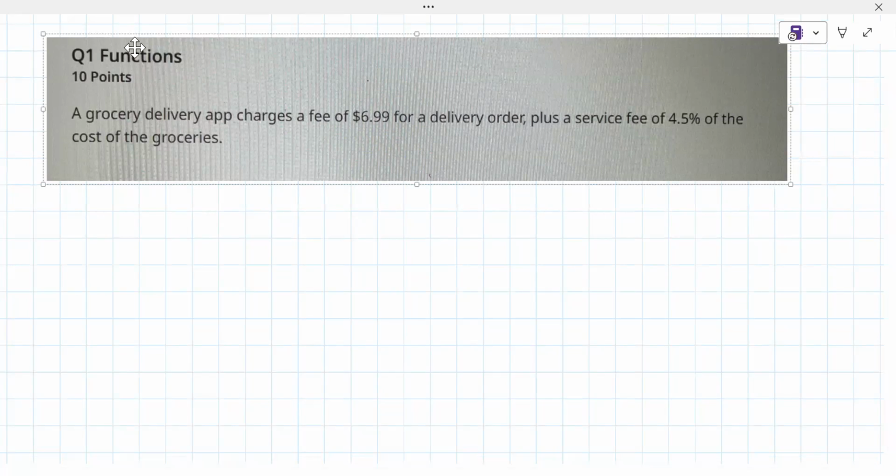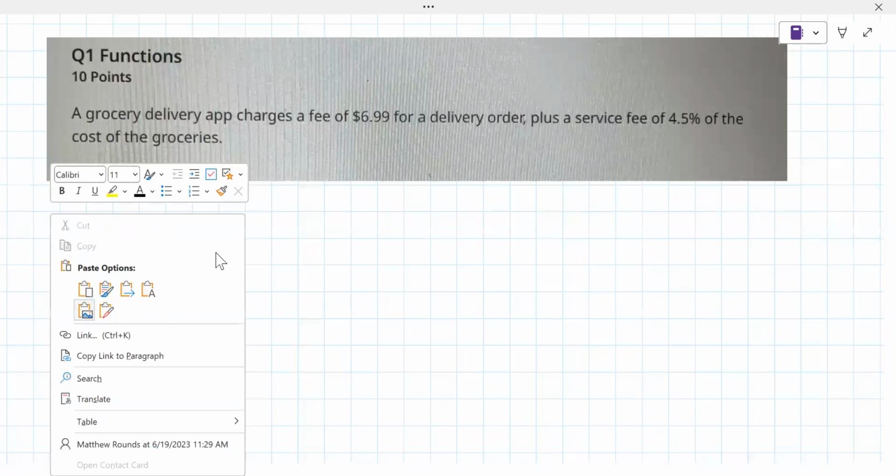All right. So a grocery delivery app charges a fee of $6.99 for a delivery order plus a service fee of 4.5% of the cost of the groceries. Part A. So part A is the first one where you're actually submitting something. Suppose a customer orders $350 of groceries. What is the total fee that the app will add to the cost of the groceries? Include units in your answer.